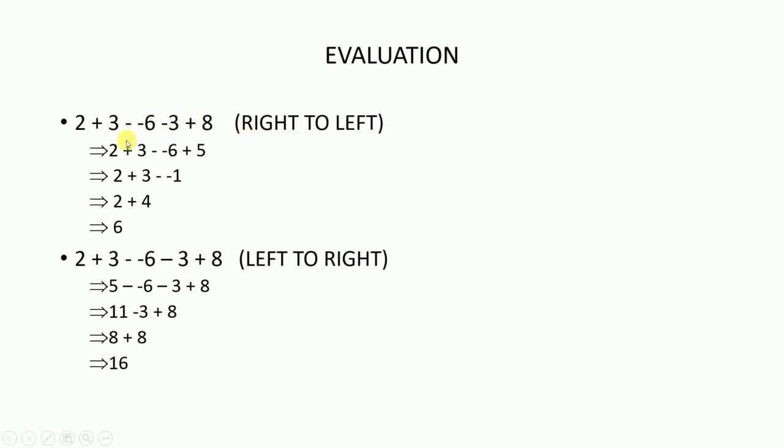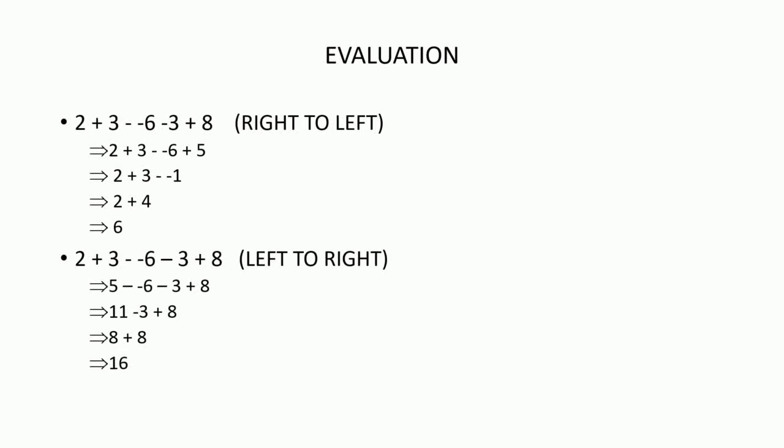If we go from right to left, what is 8 minus 3? 5. What is 5 minus 6? Minus 1. What is minus of minus 1? Plus 1. So 3 plus 1 is 4. And what is 4 plus 2? 6. If you go from left to right, what is 2 plus 3? 5. 5 minus of minus 6? 11. 11 minus 3? 8. 8 plus 8? 16. The expression is the same. When you evaluate from right to left, you get one answer. When you evaluate from left to right, you get a different answer. Correct?